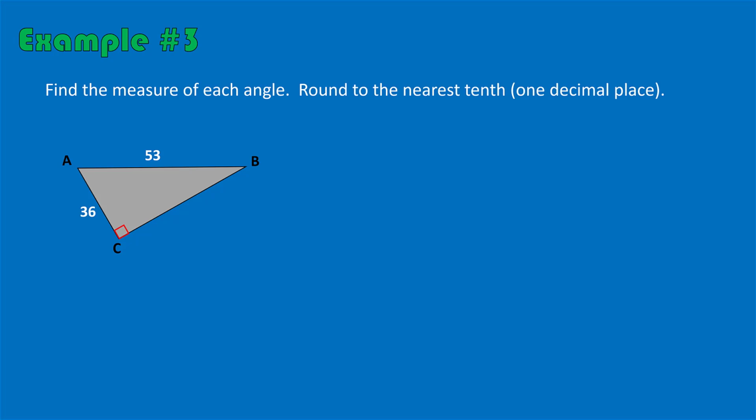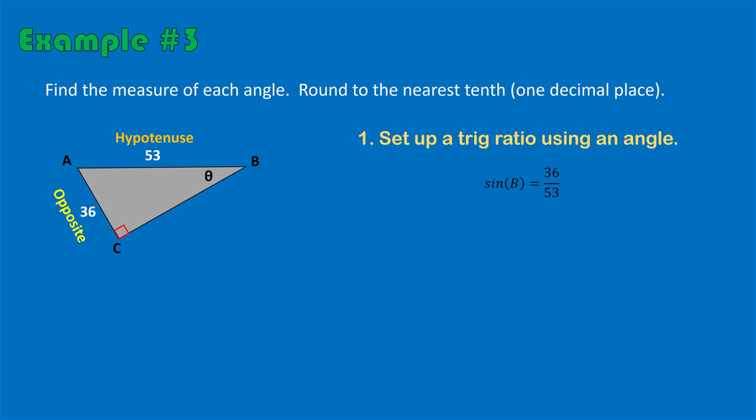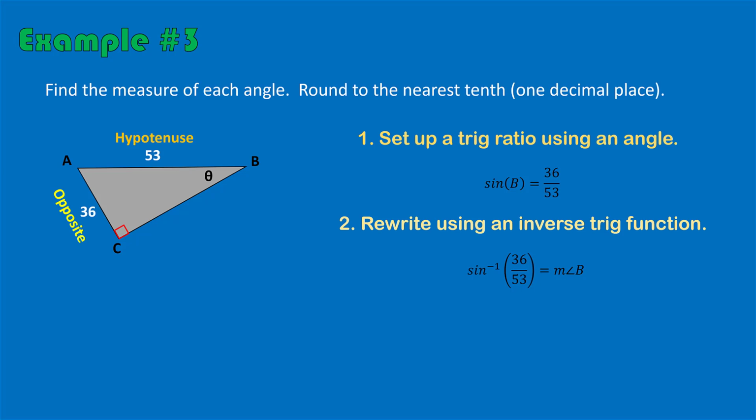All right, let's do another one. Same thing. Find the measure of each angle. Here I'm going to start with B again and label my sides. So now I have theta at B, and I have my sides labeled for opposite and hypotenuse where I have side lengths. Set up my trig ratio. So sine of B is 36 over 53, and then rewrite that using an inverse trig function. Sine inverse of 36 over 53 equals the measure of angle B.